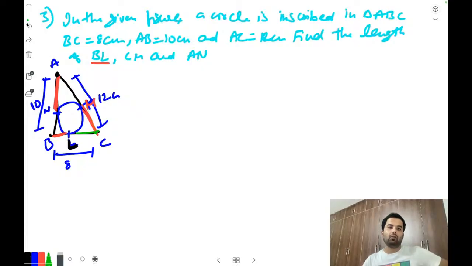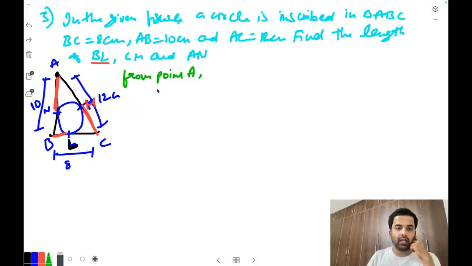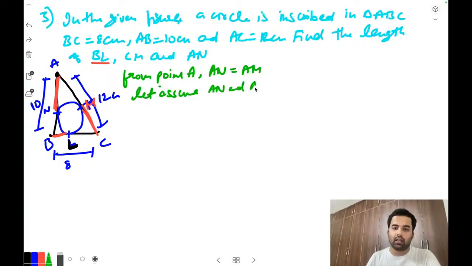Correct? Now for this question, I won't write the whole answer. I will go for the partial answer. The last answer, just complete by your own. I'm giving the hint. See this. From point A, we know that AN equal to AM. So let's assume AN and AM be X, which means this is X, this is X now.